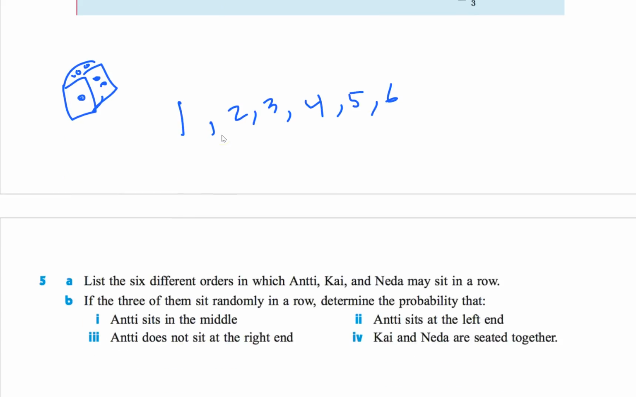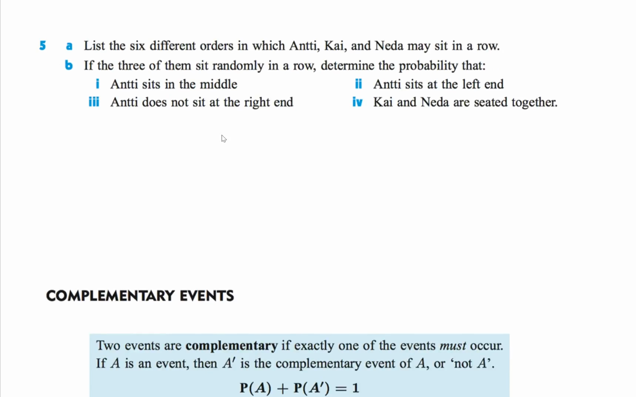So this next example we're going to look at, I'm going to use to demonstrate the power of how useful sample spaces could be. So these are the 6 different orders in which Anita, Kai, and Nita may sit in a row. What's the probability that we select one that has Anita sitting in the middle? If I do this just off the top of my head, it's going to be hard to figure out how many times Anita sits in the middle. So the best thing to do is just do the sample space real quick, right?